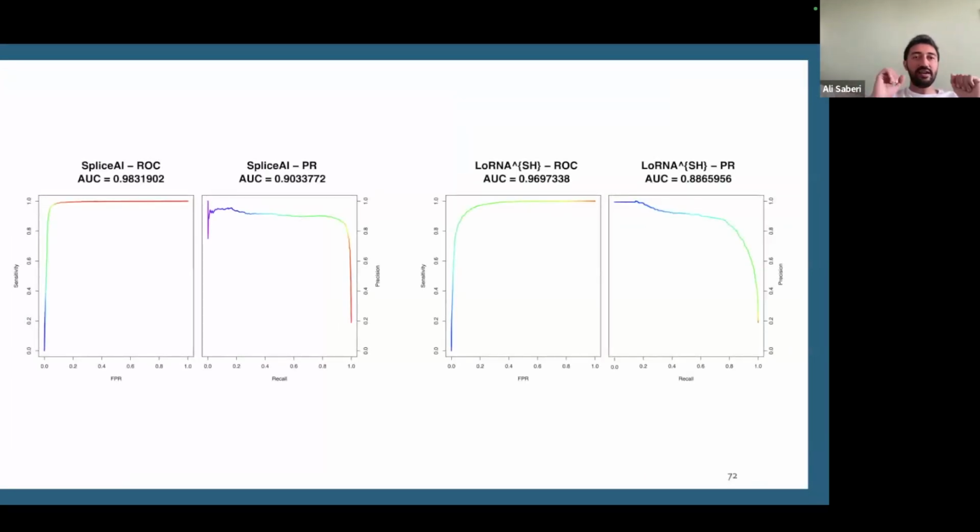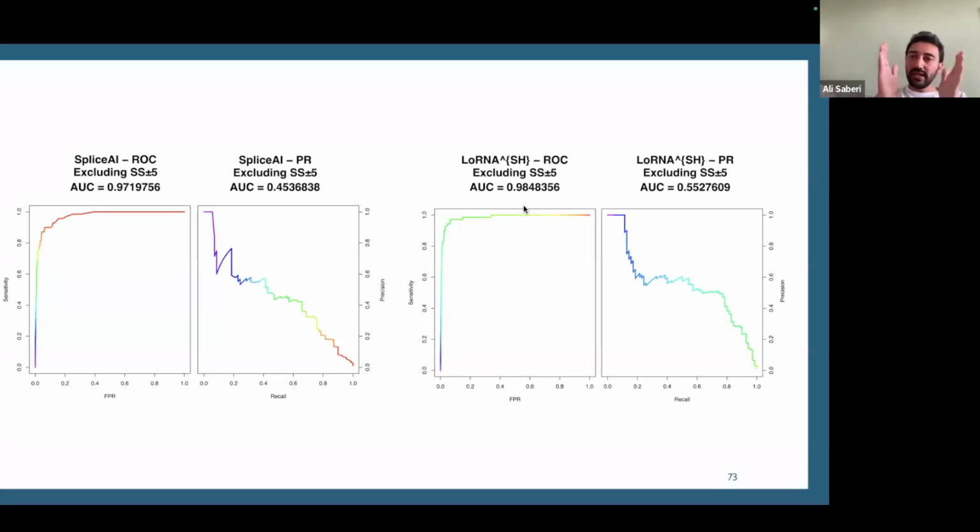And for now, I just have Splice AI and LoRNA because these 2 models are great. The DNA models, Hyena DNA and nucleotide transformer, are not similar to these. And you can see that Splice AI actually outperforms us here. You can see that the AUROC and the AUPRC is slightly better than our model. But when we exclude the splice site mutation, so pay attention to this, the Splice AI is actually trained on this task, on the task of predicting the splice sites. So the model knows a lot about the splice site and the flanking region.